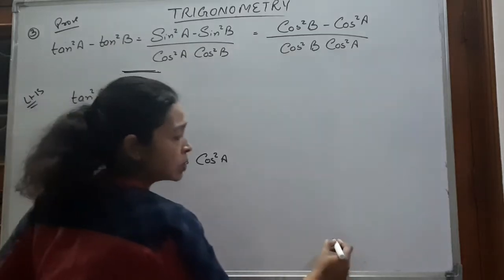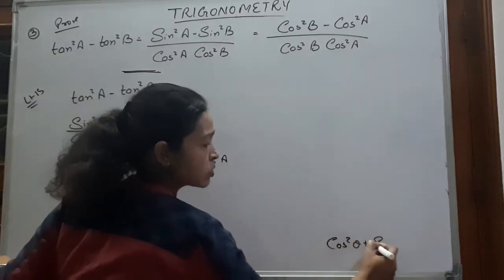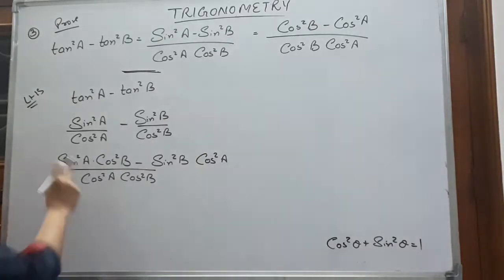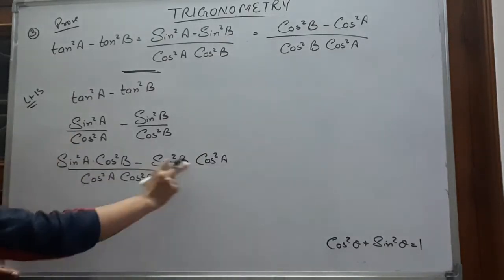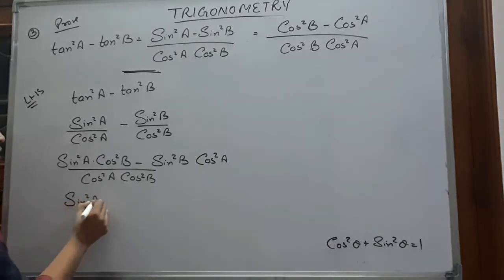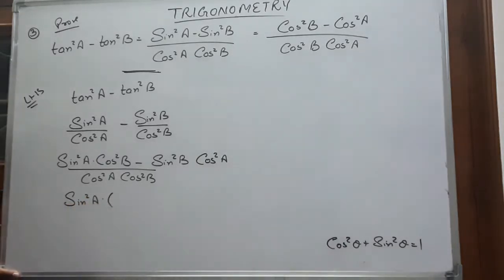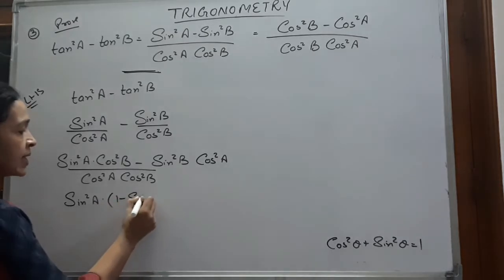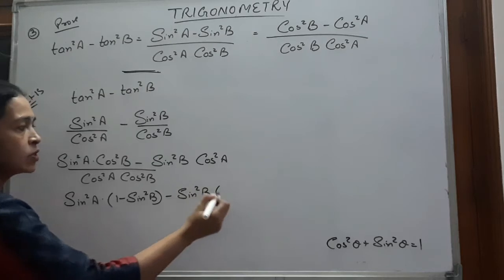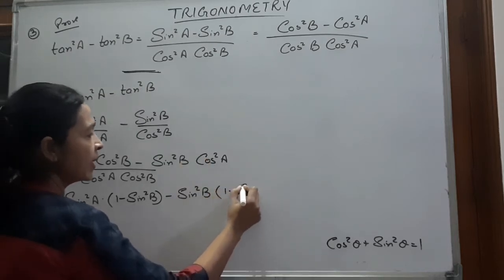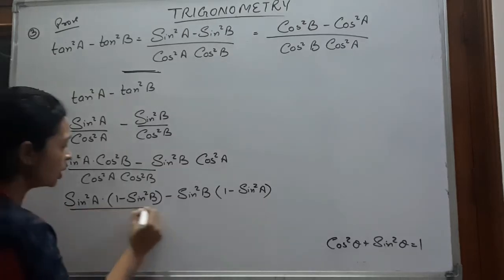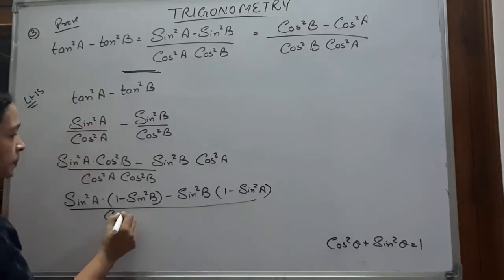Which identity will we use? Cos square theta plus sin square theta equals 1. You know it very well. Now we have to convert this whole numerator in the form of sin. What will we do? Sin square a into cos square b can be written as sin square a into 1 minus sin square b, minus sin square b as it is. In place of cos square a we will write 1 minus sin square a, upon denominator as it is.